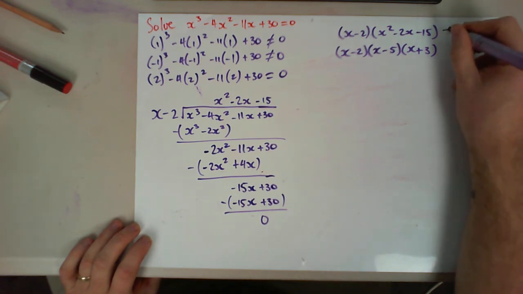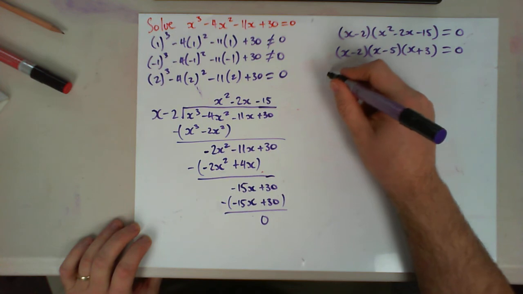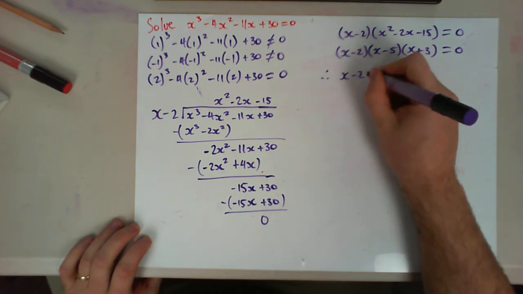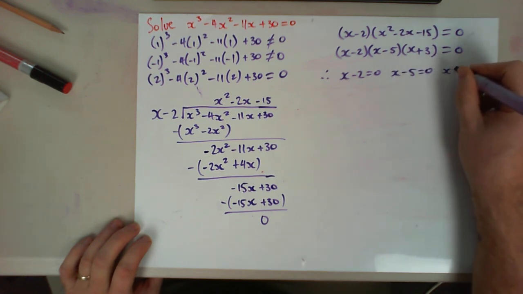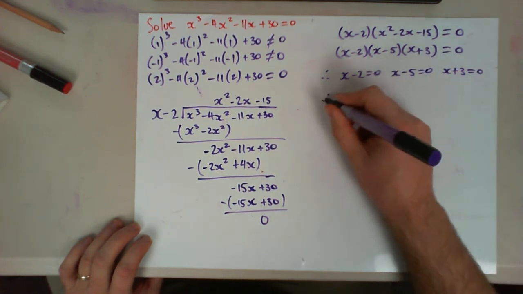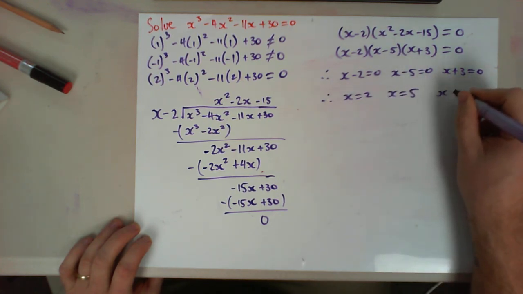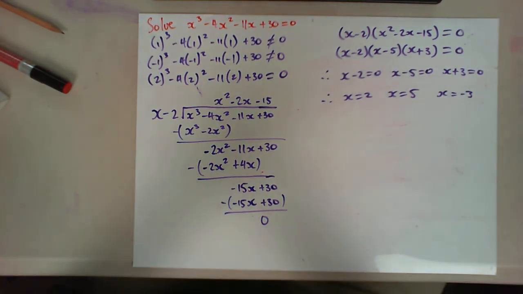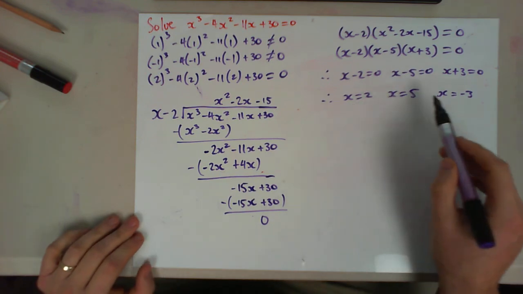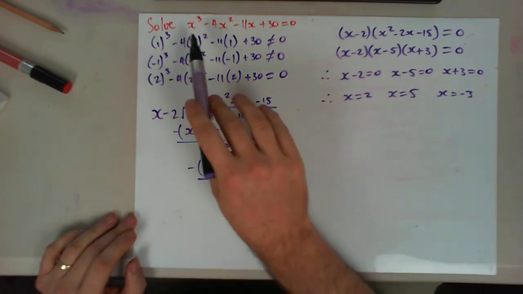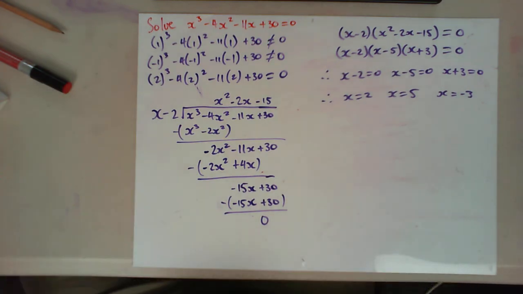Remember what we're trying to do, that this equals 0. So now we can null factor law it and say x take 2 equals 0, x take 5 equals 0, and x plus 3 equals 0. Therefore, x equals 2, x equals 5, and x equals negative 3. Now remember the context of this question. We're doing this because it shows us what our x-intercepts are. So we'd be solving this equal to 0 so we can do something like graph it, which is what we'll look at later on.